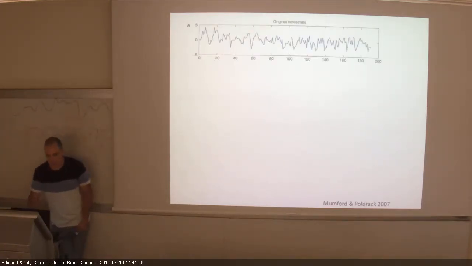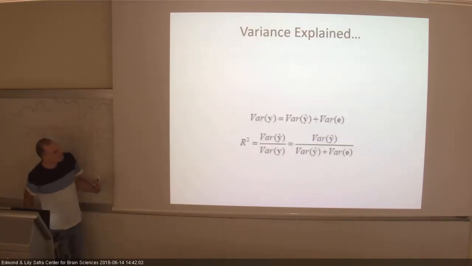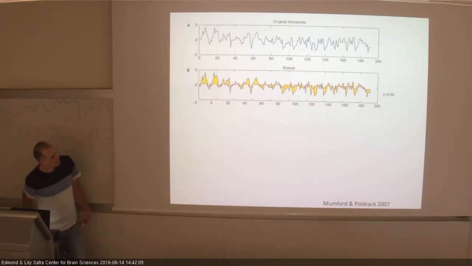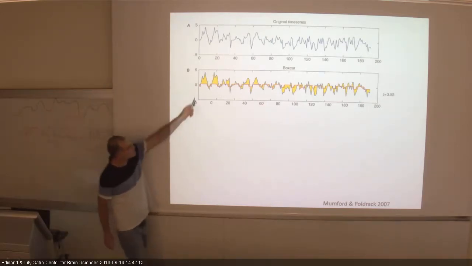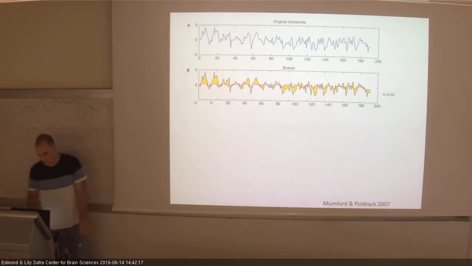All right, so going back to the timeline, you have some variance in the timeline, right? This is the 200 scans. You can put a simple boxcar that I showed you here, okay? This is your unexplained variance, the yellow part or the residual error, okay?